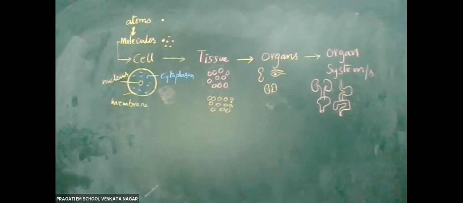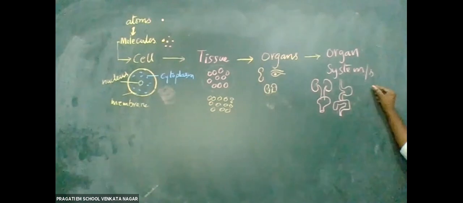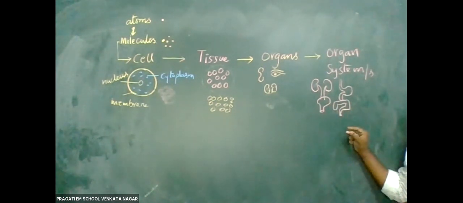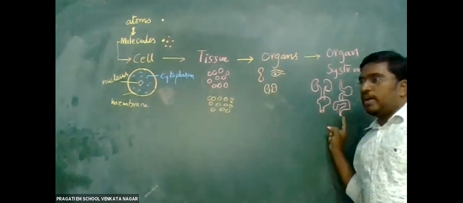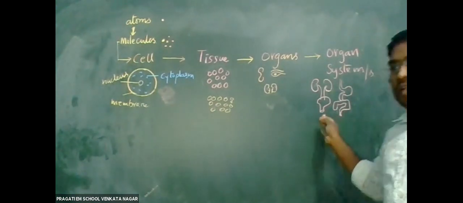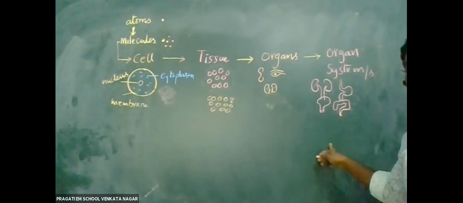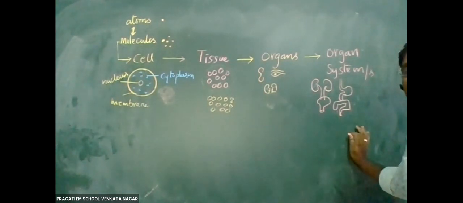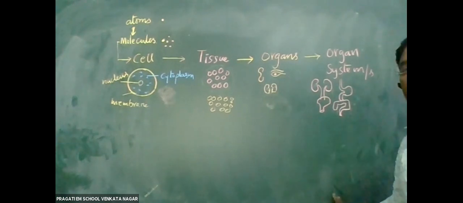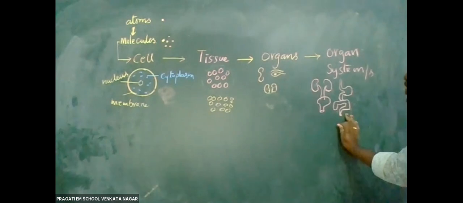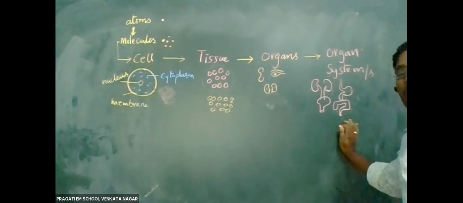Organ systems are here composed of different types of organs. I am representing different organ systems: the digestive system, respiratory system, excretory system, reproductive system, and the control and coordinating system, that is the nervous system. All these are the systems which are present in the living organisms.